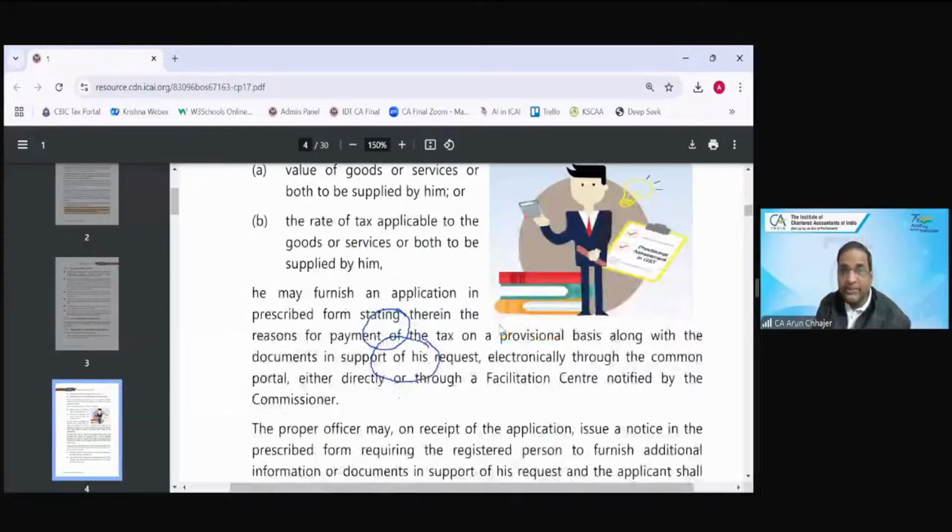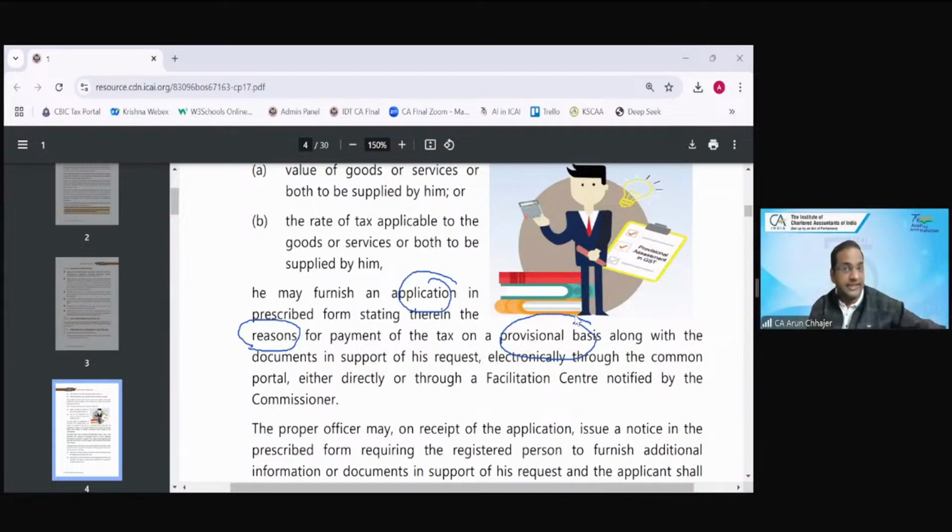He is unable to determine, so he can furnish an application stating the reason. There could be a reason why he is not able to determine the value, and a reason why he is not able to determine the rate of tax. Once he gives the reason, the tax will be assessed on a provisional basis.